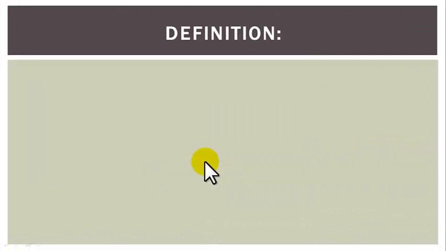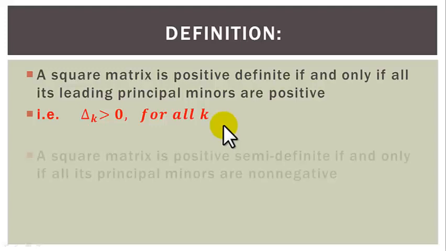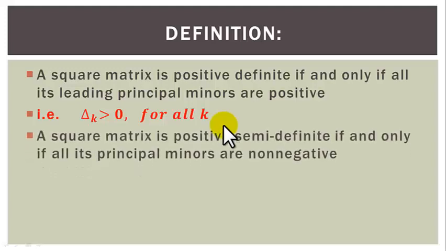Definition. A square matrix is positive definite if and only if all its leading principal minors are positive. That is, if delta k is greater than 0 for all k. A square matrix is positive semi-definite if and only if all its principal minors are non-negative. That is, delta k is greater than or equal to 0 for all k.